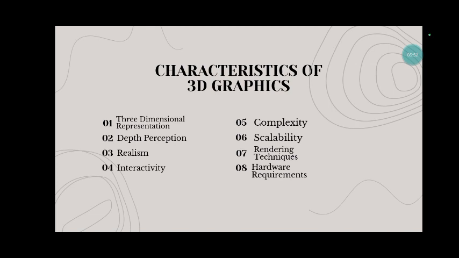So, characteristics of 3D graphics. Here, first one is three-dimensional representation. Unlike 2D graphics, 3D graphics simulate depth, allowing objects to be represented in a three-dimensional space. Second one, depth perception. 3D graphics utilize techniques such as perspective and shading to create the illusion of depth, making objects appear closer or farther away.